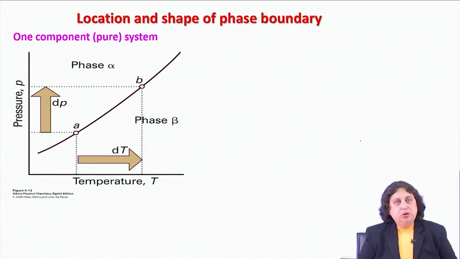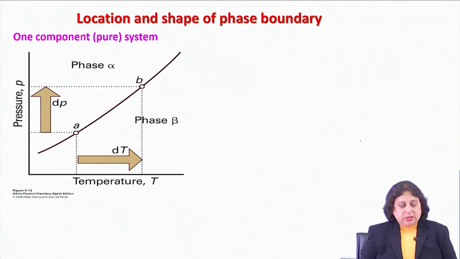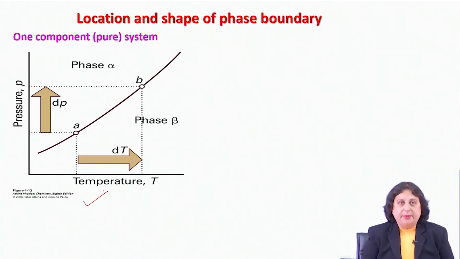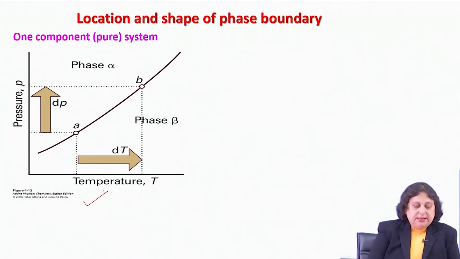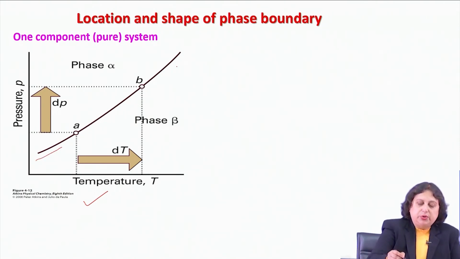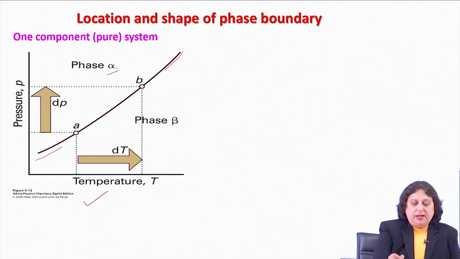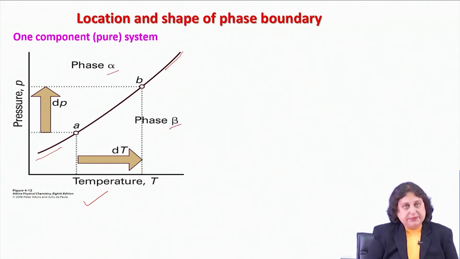So let us look a little more closely at the location and the shape of the phase boundary when two phases alpha and beta of a pure substance coexist in equilibrium. Here is a typical phase diagram that one obtains from experiments, and the solid curve shown in black here is the phase boundary between the phases alpha and beta of a pure substance.